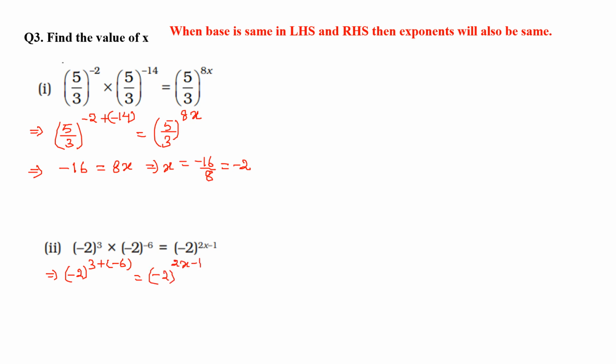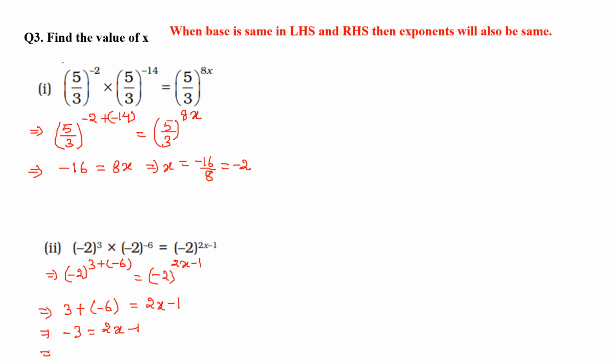Now again, if you see in the LHS and RHS, the base is the same. When the base is the same, we know that the exponents will also be the same. So from here we can write 3 plus minus 6 is equal to 2x minus 1, and 3 plus minus 6 will give me minus 3 equal to 2x minus 1.